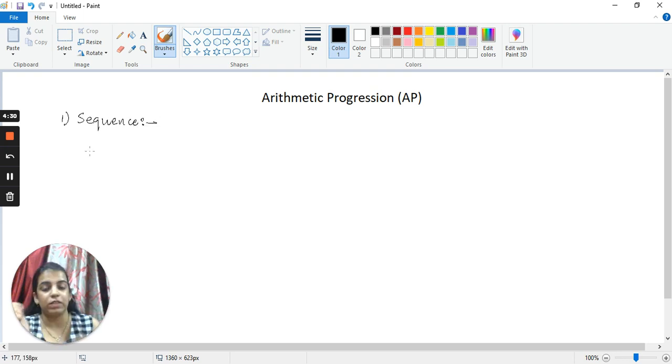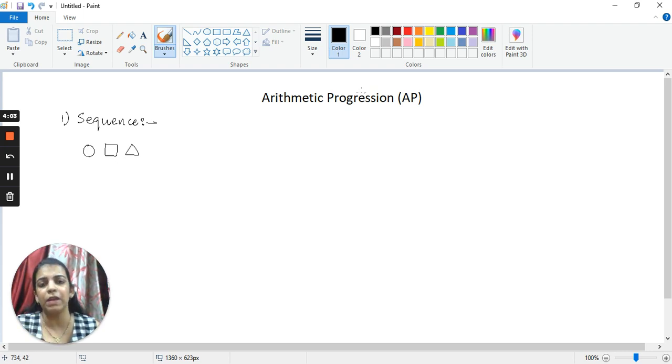Students, a sequence is a particular kind of collection of objects in a definite order. For example, I'm taking three objects: a circle, a square, and a triangle. According to my order, the circle is on the first place, the square is on the second place, and the triangle is on the third place. So this is a sequence.